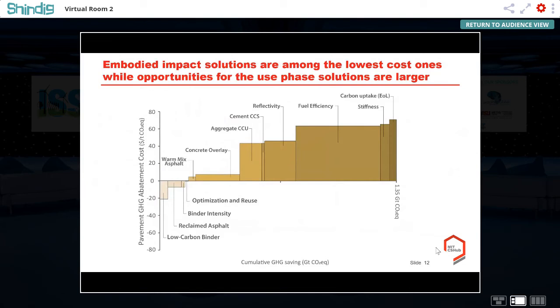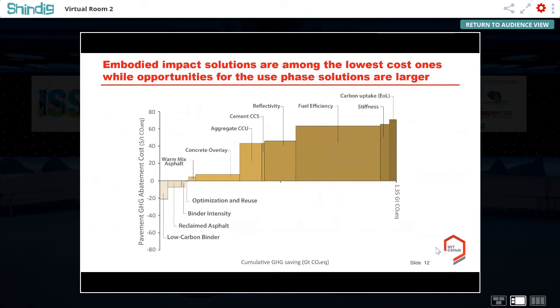On the y-axis, you can see the GHG abatement cost in terms of dollars per ton CO2 savings that we can expect from all these levers and attributes. And on the x-axis, you can see the total savings. The delta between the two columns is 1.35 gigatons during this analysis period from 2017 to 2050.